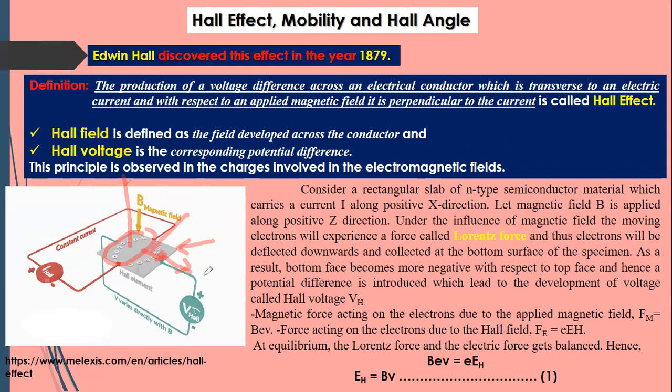Whatever amount of voltage we measure across the conductor, that is the Hall voltage. So the corresponding potential difference that we measure after applying the magnetic field is the Hall voltage. Look at the figure once again. That is the animated figure. See how the positive charge and negative charge are deflected while passing through a magnetic field. Look carefully.